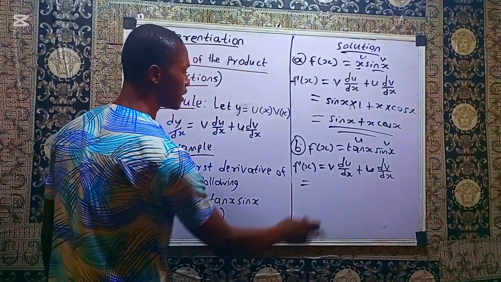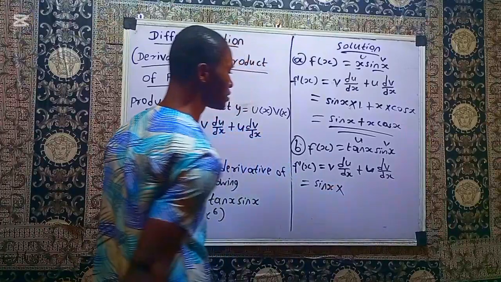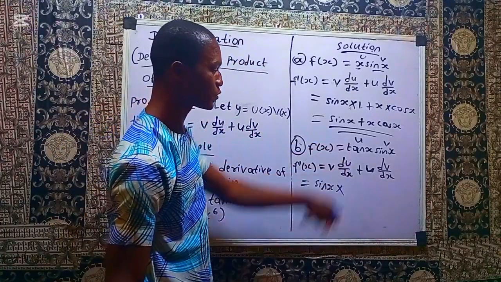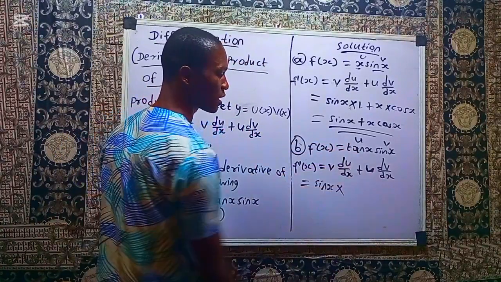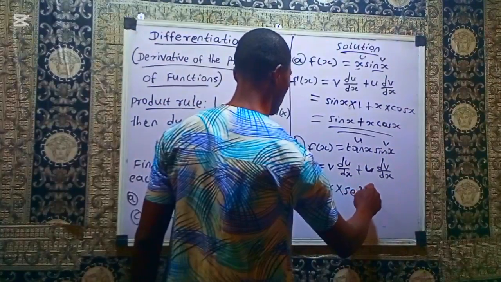Then I'm keeping the second one, which is sine x. Then I'll put multiplication symbol. Then I have to differentiate the first one. Differentiating the first one, tan x. Derivative of tan will give you sec squared. So I have sec squared x.